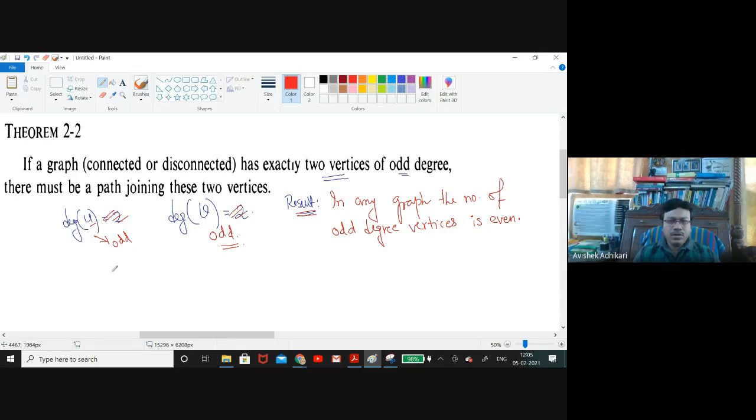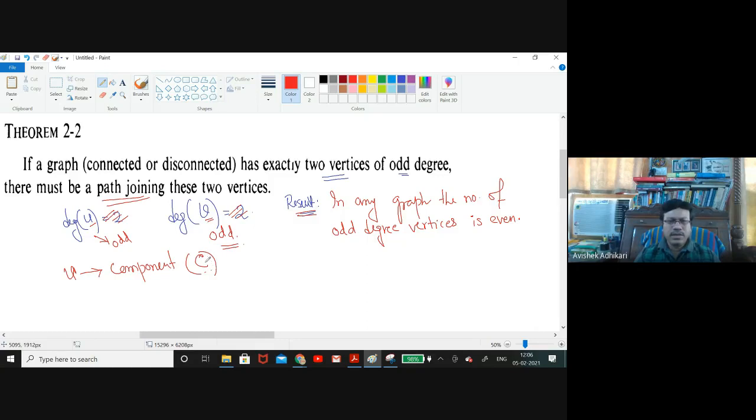Now suppose you consider the first vertex u, and the component corresponding to u, say C. That means from u you can go to any vertex within C. Now suppose the other odd degree vertex v does not lie within C. If v is within C, then there must be a path from u to v, and we are done. So if possible, let v lie outside C.